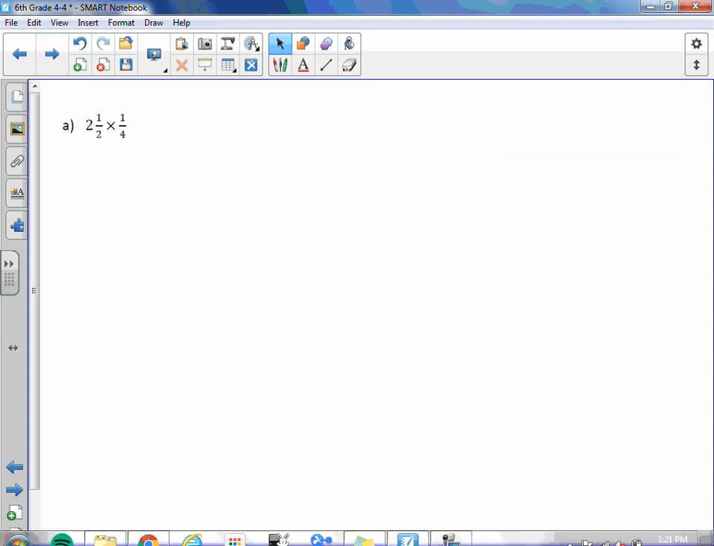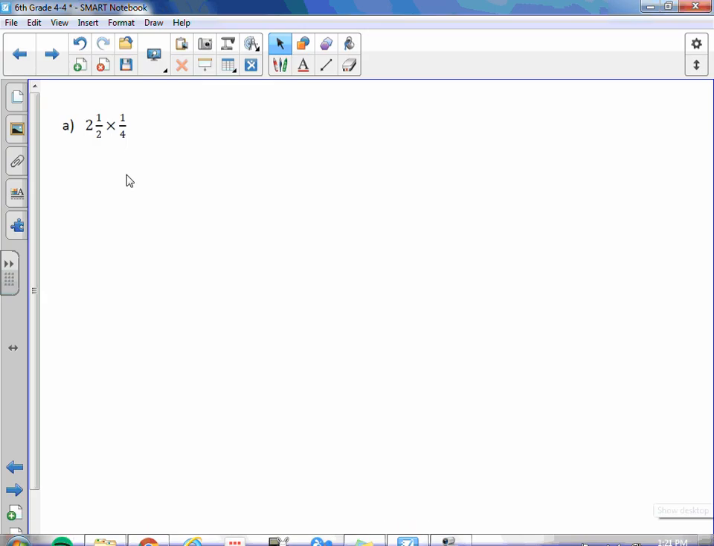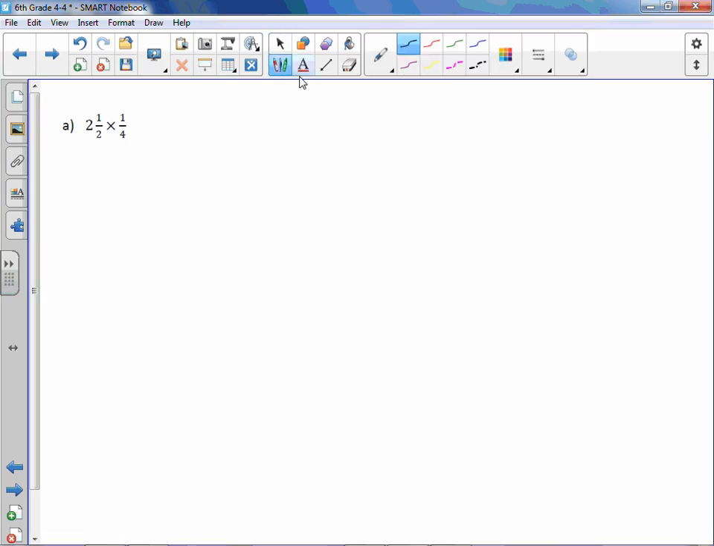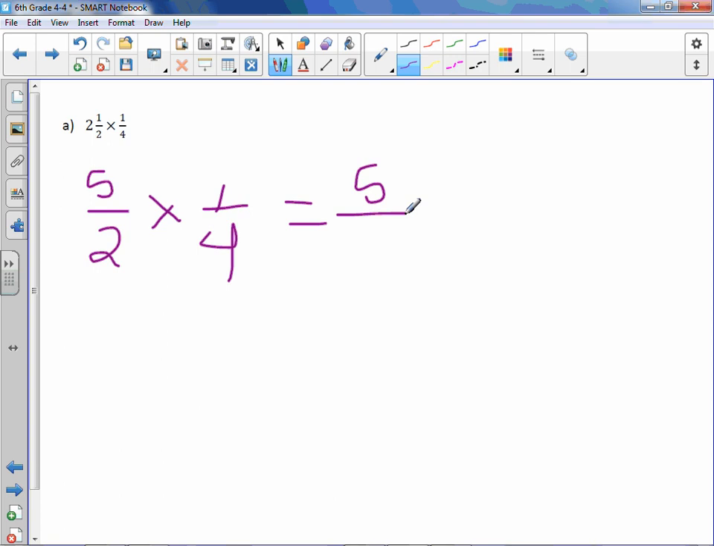Find each product. So the first thing we have to do is change the mixed number into an improper fraction. So 2 1/2, we do 2 times 2 plus 1, which is 5. So that would be 5/2 times 1/4. Multiply the numerators. 5 times 1 is 5. And the denominators, 2 times 4 is 8. That's reduced, therefore that is our product.